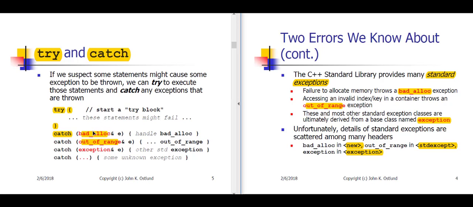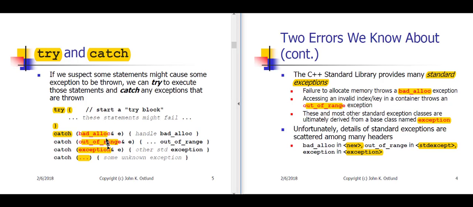Now, if the exception was not bad alloc and was not out of range, then if it is a standard exception, it will be caught by this third catch block where we're looking for just plain old exception. And then finally, if the exception that occurred was not even a standard kind of exception, as your very last catch block, you can use the 3 dot symbol. And if you use the 3 dots, that should always be the very last catch in your sequence of catch clauses associated with a particular try block.